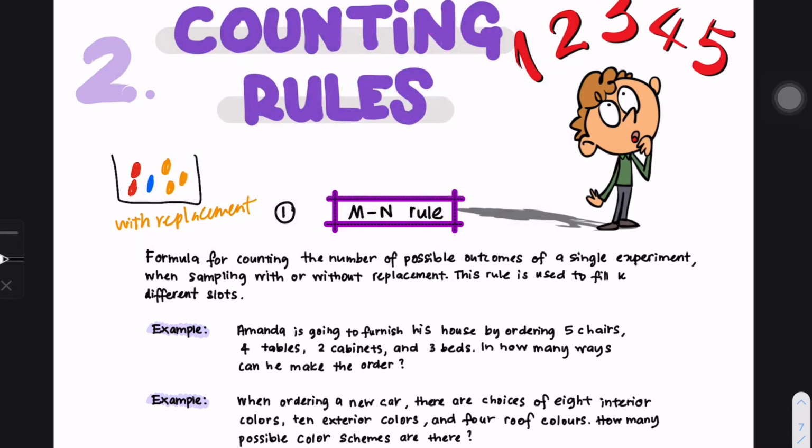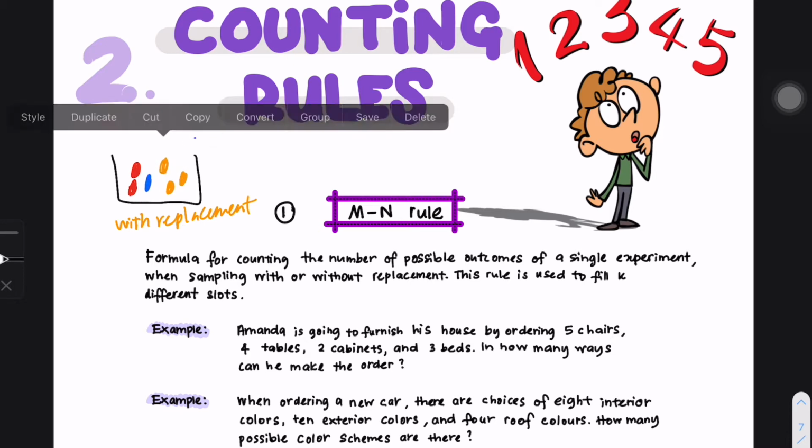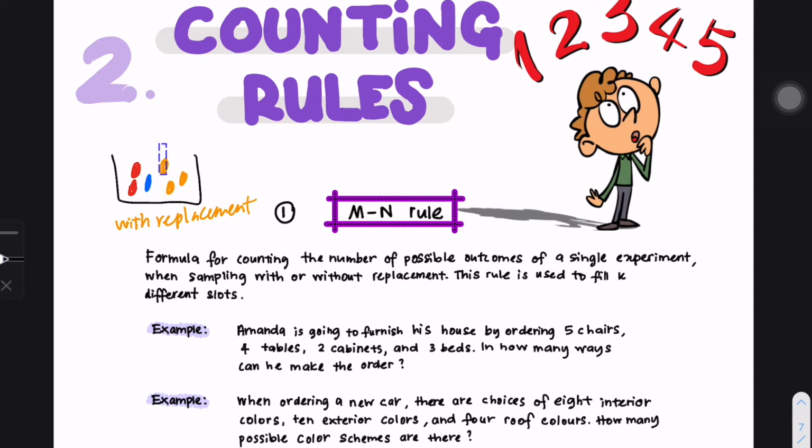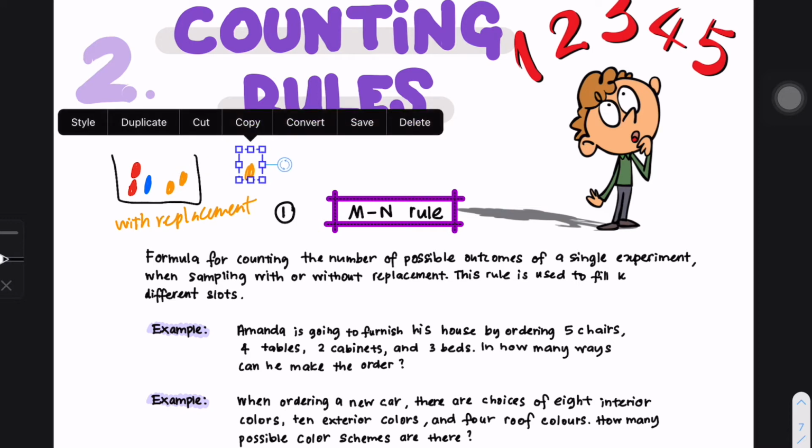Katakanlah kali pertama awak ambil bola, awak dapat warna oren. Warna oren ni kita bawa dia keluar. Jadi dalam box ni hanya tinggal 5 bola sahaja. Oren daripada 3 tinggal 2 sebab kita dah ambil 1.